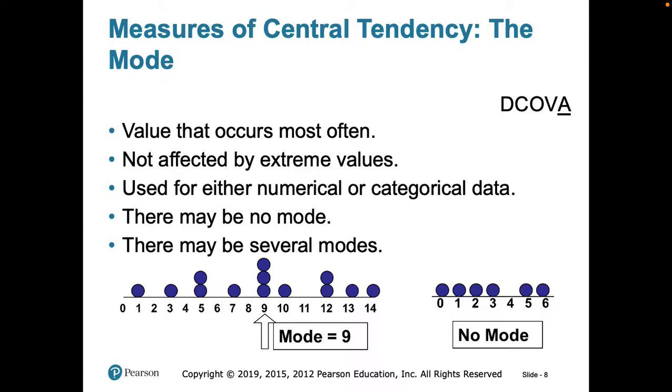So look at this example here. You have one value at number 1, one value at number 3. You have 2 values at number 5, and then you have 3 values at number 9. So that will be your mode, because number 9 is the one that appears the most. And on the one on the right, you have the values from 0 to 6, and all of them just appear one time. So in that case, you have no mode. Let's say on the example on the left, if you have 3 number 5s, 3 number 9s, and 3 number 12s, you could have 3 different modes: 5, 9, and 12. So again, the mode is just the value that occurs the most.